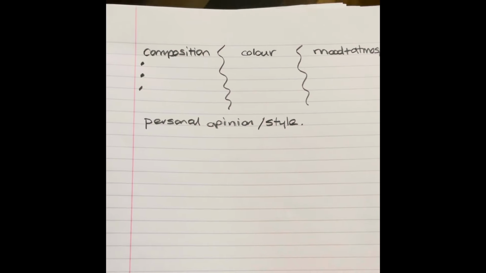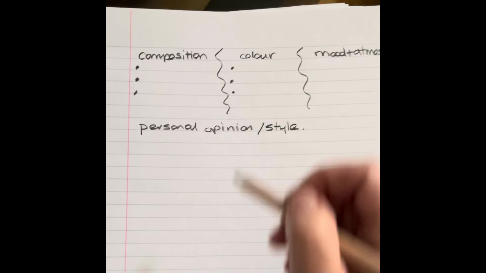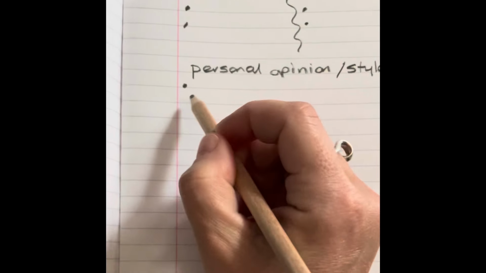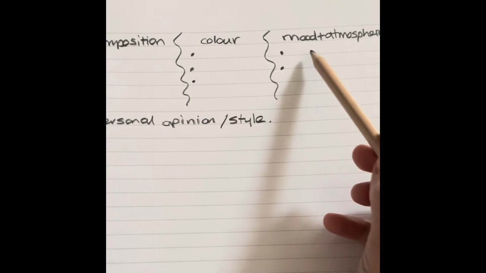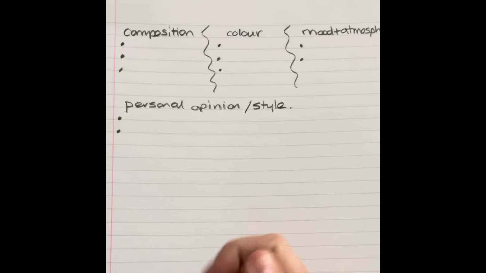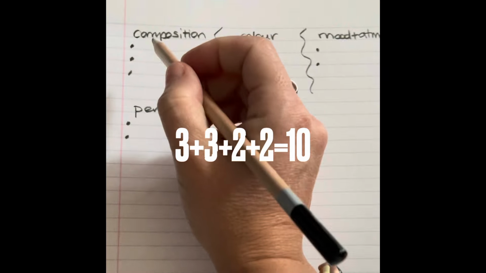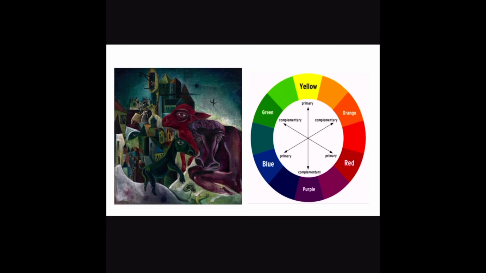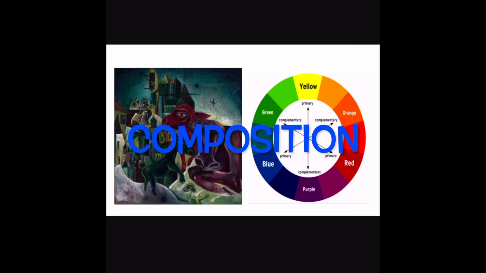I use bullet points to work out how many things I'm going to say for each prompt. 3 things for composition, 3 things for colour, 2 things for mood and atmosphere, and 2 things for personal opinion with style. That will equal 10 full marks. Now I'm going to start by looking at the first prompt. The first prompt is about composition.